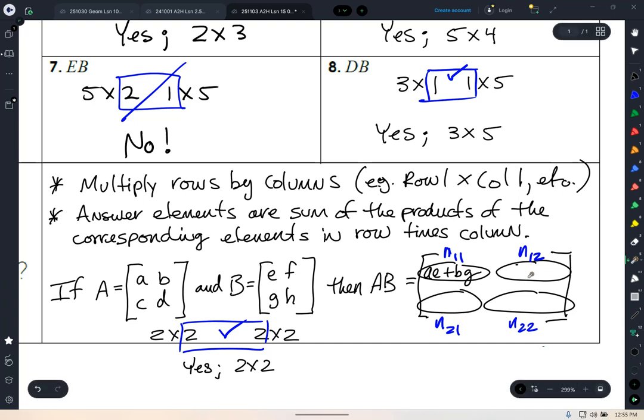Why don't you take a shot at what you think is going to go here? Give it a try. If you get it wrong, you erase it. Big deal. Let's see if you can get it. It's going to be row 1 times column 2. And if you did it right, you should have gotten AF plus BH.